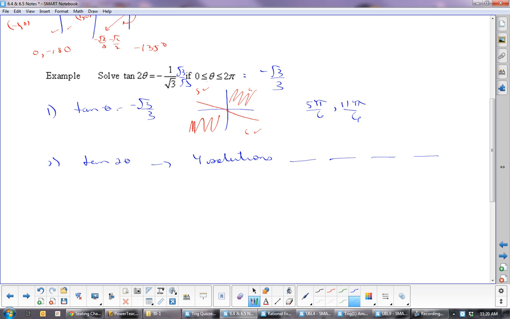What would be the first solution? 5 pi over 12. How'd you get that? Multiply by a half. So remember, we're doing a horizontal stretch by 1/2. So when you squish it, you're going to get more solutions. That should make sense. And all your solutions should be half of what they were, or else how would I have got them in there? So if I take the first one and multiply by a half, I would get 5 pi over 12 and 11 pi over 12.